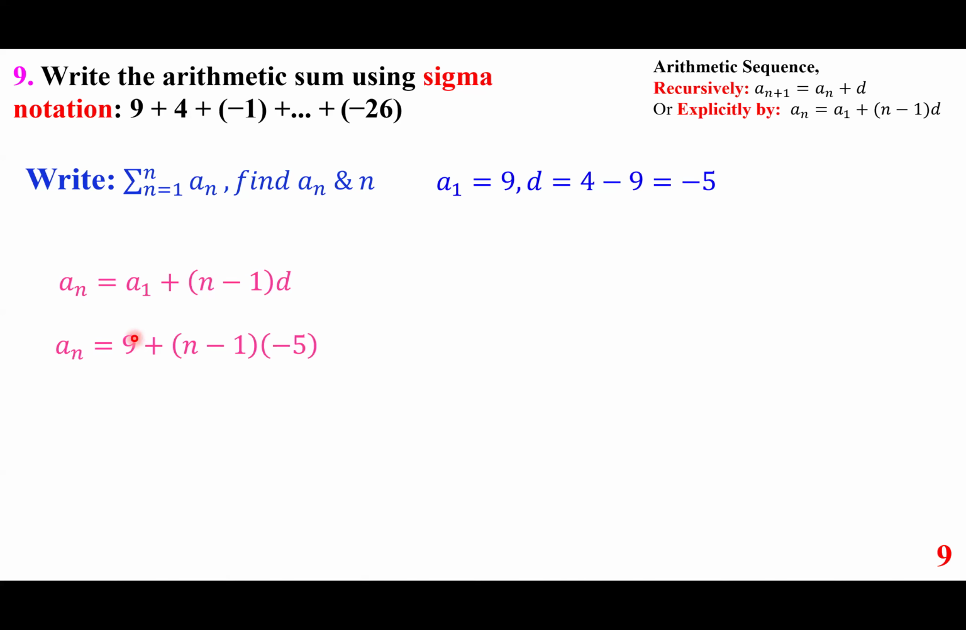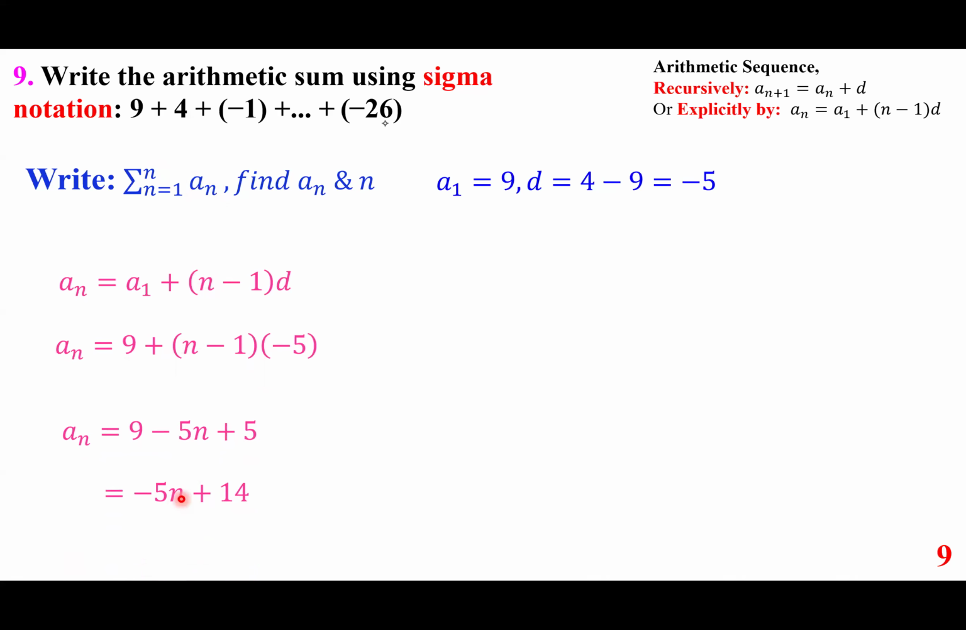So this is 5 minus 5n plus 5. So minus 5n, 5 and 9, they add up to 14. And so we have this general term. In other words, we got this one. Now we look for n. So this part is found.